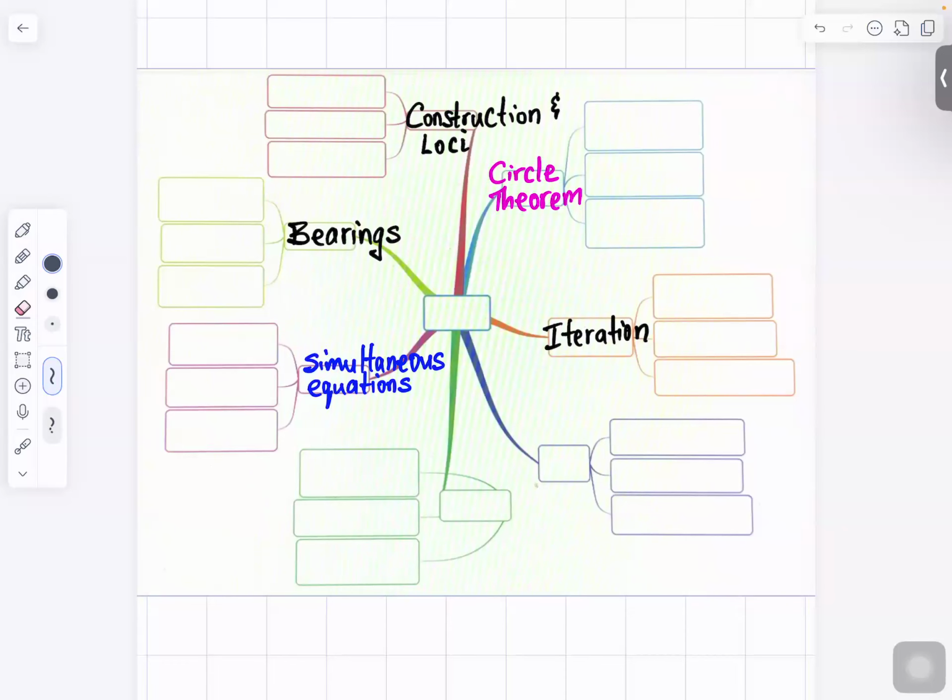These are the key areas I want us to focus on. Construction and loci. If you speak Latin, you can call it loci, or the C and the I, you pronounce it is silenced, loci. Circle theorem, bearings, simultaneous equations, and iterations. So we got 1, 2, 3, 4, 5 things there to concentrate on and look at a quick summary to help us remember the key things in them.